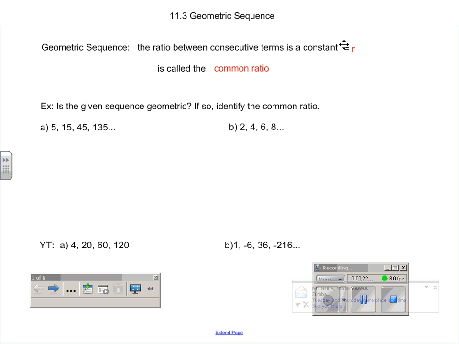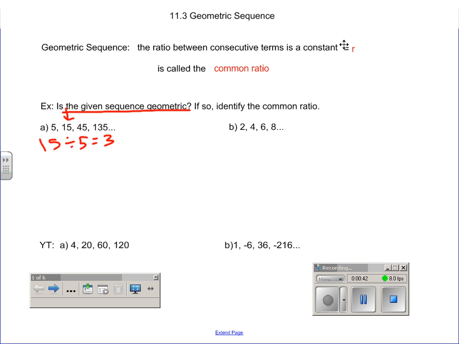So, in this given sequence, the first thing we're asking is, is it geometric? Previously, we did the second term minus the first term to find the common difference. Now that we want the common ratio, we're going to take the second term and divide it by the first term, the term in front of it. So 15 divided by 5 equals 3.